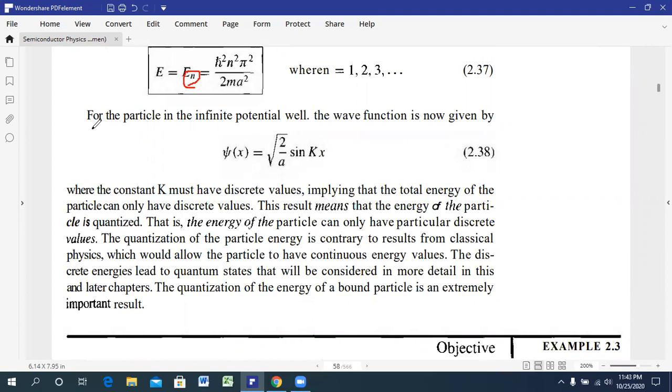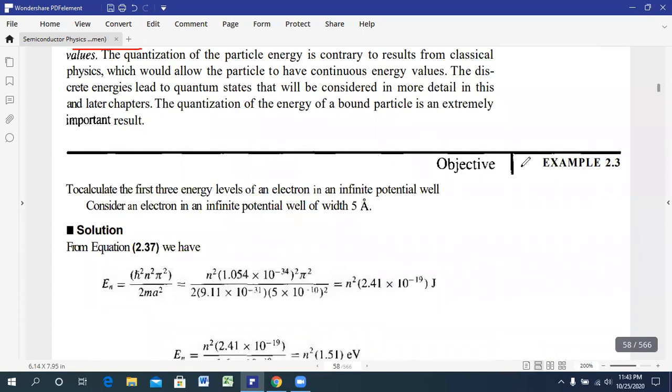Now the potential was, so for the particle in the infinite potential well, the wave function is given by psi of x equals root over 2 by a sine k of x. So this implies that the total energy of the particle can only have discrete values, and this result means the energy of this particle is quantized. The energy of the particle can only have particular discrete values, because for particular values of x, this will have a particular value. So this one is a quantized value.